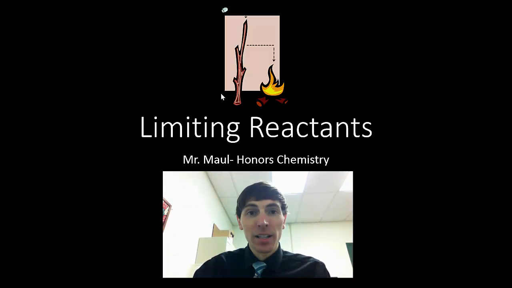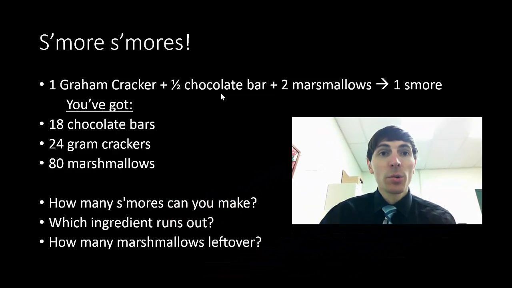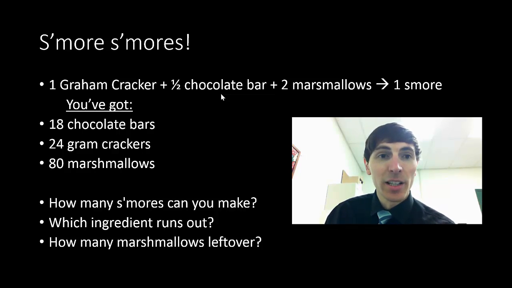Mull, and today I'm doing a podcast on how to find the limiting reactant for a reaction, and then also how to solve for excess of the reactant that was not used. So we're going to start with an example of s'mores. I have my recipe for s'mores. I love making these things, and I go in my cupboard and I find out that I have 18 chocolate bars, 24 graham crackers, and 80 marshmallows.